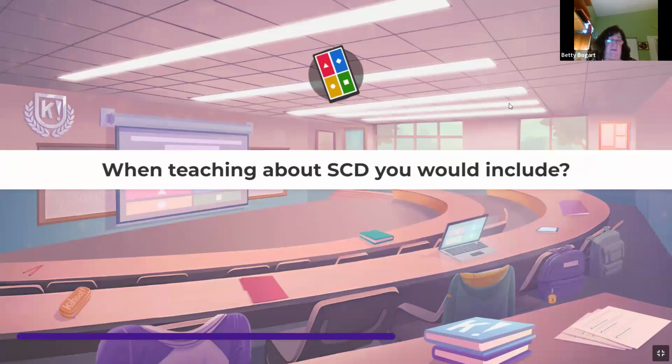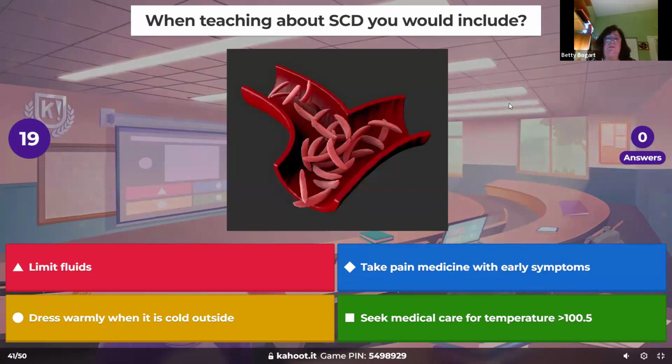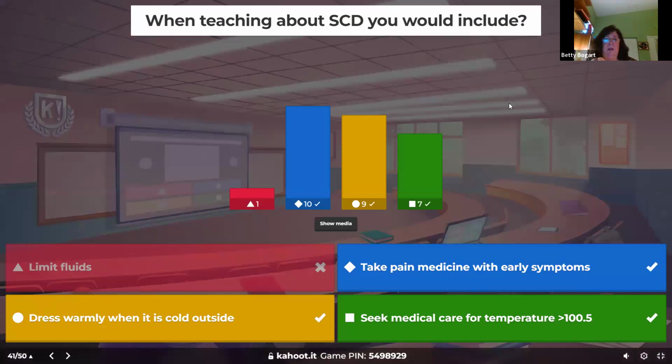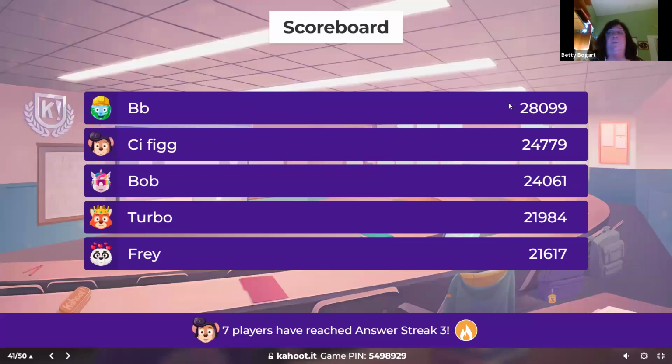What teaching about sickle cell disease would you include? So we are going to give extra fluids, keep the vessels dilated. We want to keep warm so that when it's cold, those vessels don't constrict. Always pain medicine for symptoms so it doesn't get out of control. And fever, we need to get to medical care because they're immunosuppressed.